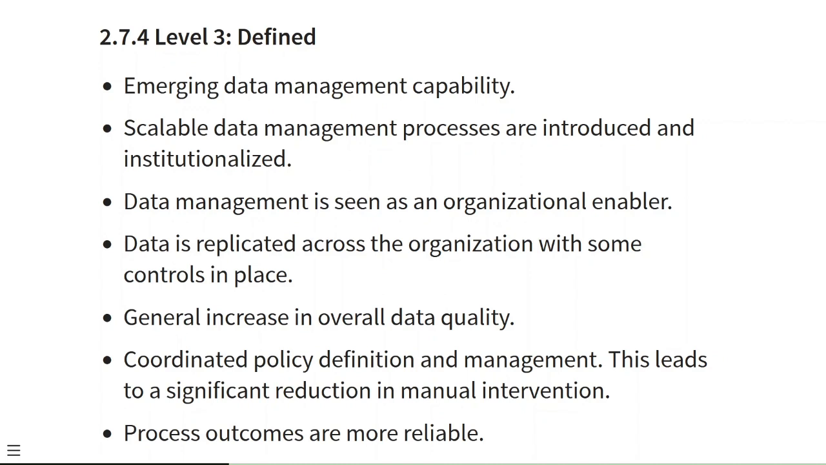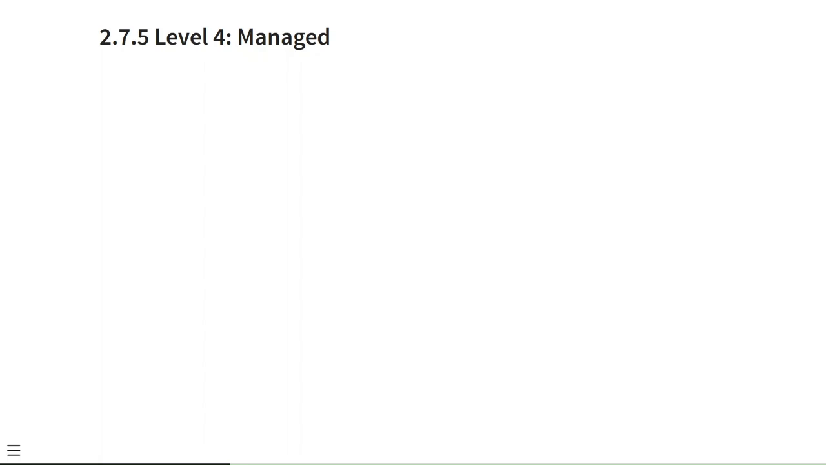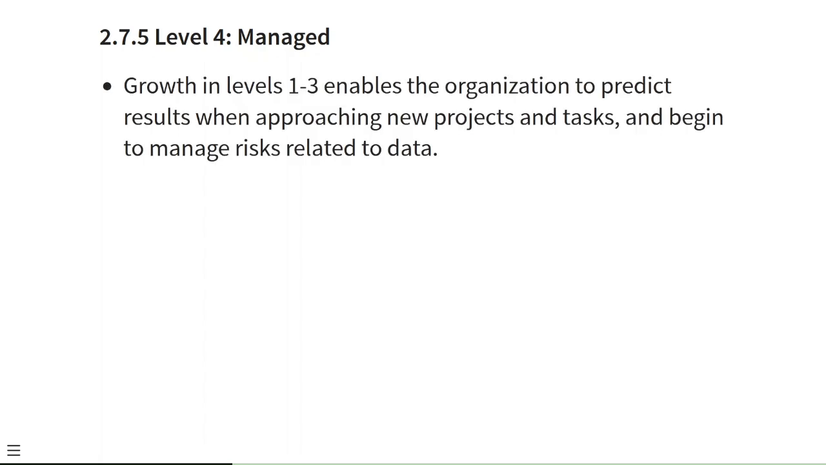Process outcomes are becoming more reliable. Level 4, managed, where growth in levels 1 through 3 enables the organization to predict results when approaching new projects and tasks and begin to manage risks related to data.